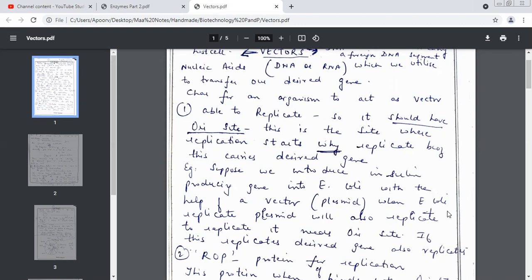Yes, beta, it should have the capacity to replicate. And for replicating, it should have its ORI site. What does ORI mean? Origin. Origin of replication. And why do we need to replicate?